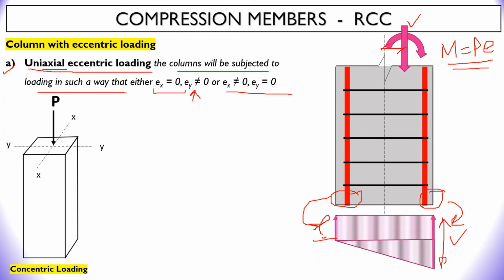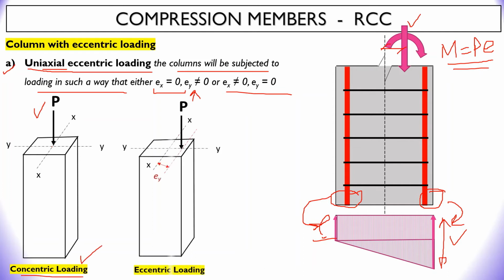Now let us revise the topic. First of all, if there is a concentric type of loading, then this will be a rectangular or square column. The x-axis is parallel to one side and the y-axis is parallel to the other side. If the load is acting exactly at the center, where these two axes meet, then no moment will be there, and therefore the stresses will be uniform, or we can say it is a concentric type of loading.